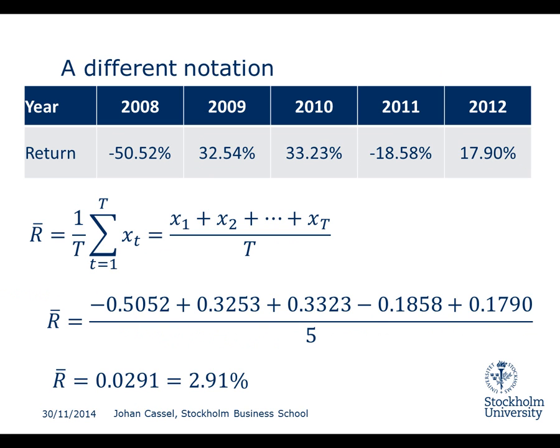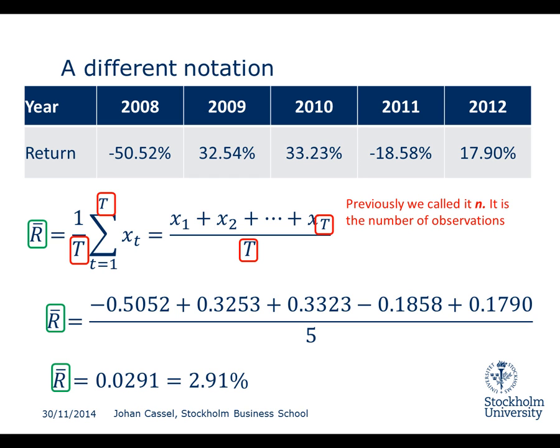Okay, sometimes when you look at a time series like this, it is because we have data from 2008, 2009, and so on, so you use a slightly different notation. For example, we use a big capital T instead of the N that we used earlier. It means the same thing, it's still the number of observations, but in this case the large T would be the last year that we have here.